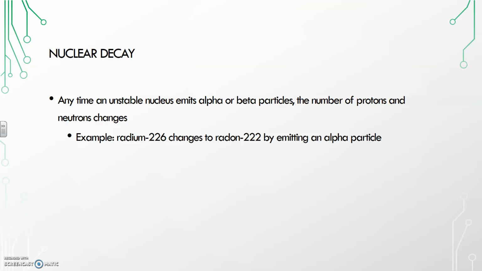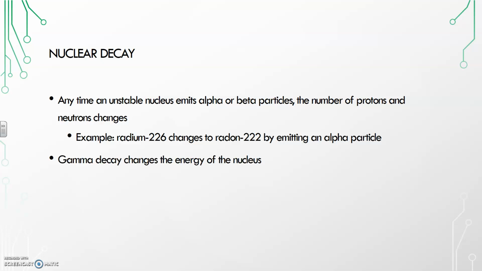Remember, an alpha particle has a total mass number of 4, so it's 2 neutrons and 2 protons. The 226 and 222 are mass numbers for their respective atoms. Radium emits the alpha particle, so it's losing 4 mass to become 222 total. That's where you get the 226 to the 222. But at the same time, it's also losing 2 protons, so you have to decrease the atomic number by 2. That's where it changes from radium into radon.